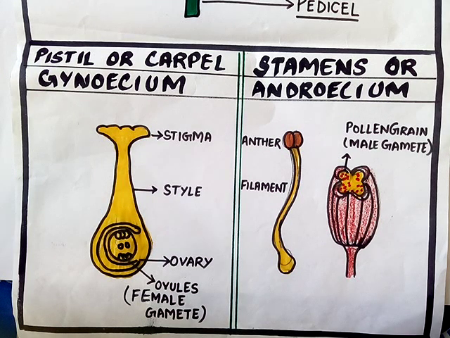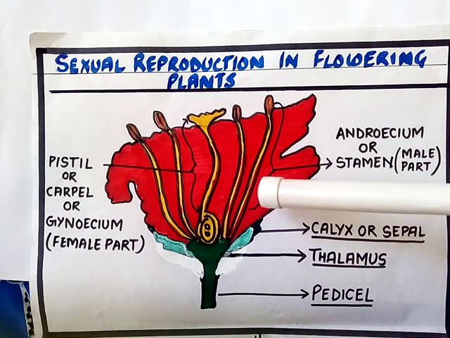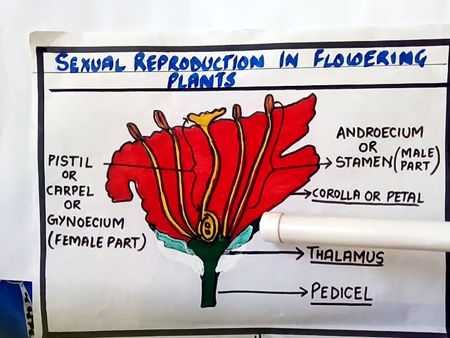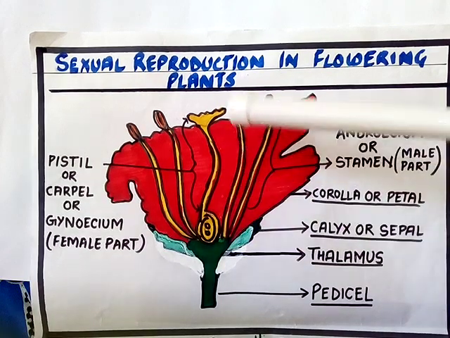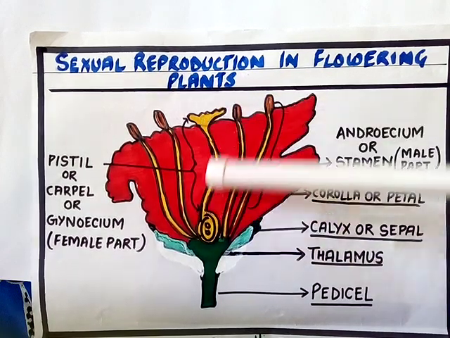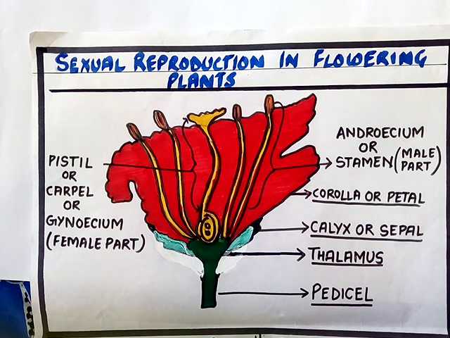So, based on these, there are two types of flower. First is the complete flower and second is the incomplete flower. A flower consisting of all four whorls, that is the calyx or sepal, corolla or petal, androecium or stamen, and gynoecium, pistil or carpel, is known as a complete flower. Example: China rose, pea and mustard.